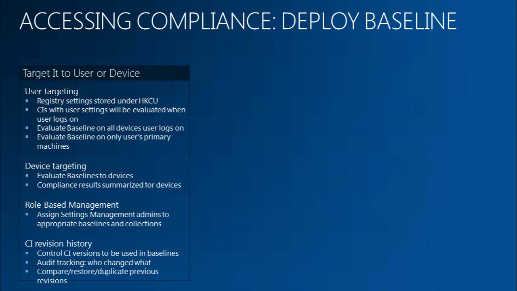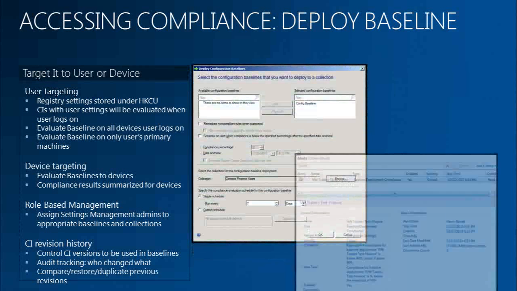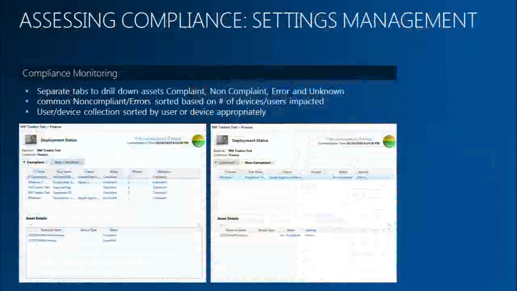Okay, so this is really servicing that user-centric pillar of this release. You can target these baselines and CIs to users or devices. So you can evaluate the compliance based on the act of the user logging on, and if it's a shared system, evaluate the compliance of each user that logs on, or you can evaluate system-level compliance. It also supports, like every feature does, role-based management, and we've already talked about revision history. So let's go through these screenshots.